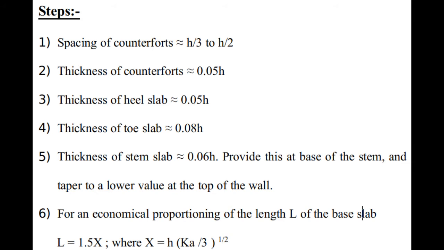Let us have a look at the steps first. Please write it down. It will be easier for you to continue afterwards. Spacing of the counterfort is equal to h by 3 to h by 2. Thickness of the counterfort is 0.05 h. Thickness of the heel slab 0.05 h, thickness of the toe slab 0.08 h, thickness of the stem slab 0.06 h, but you provide this value at the base of the stem and taper it to a lower value at the top of the wall.